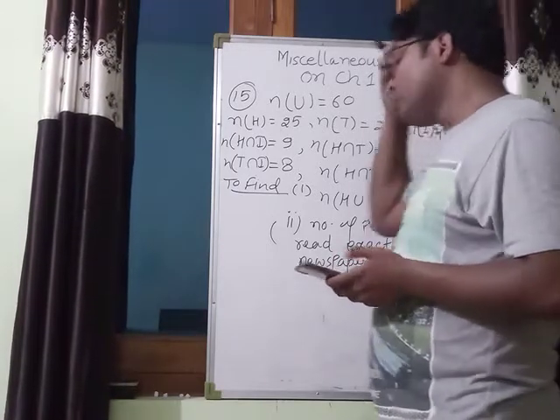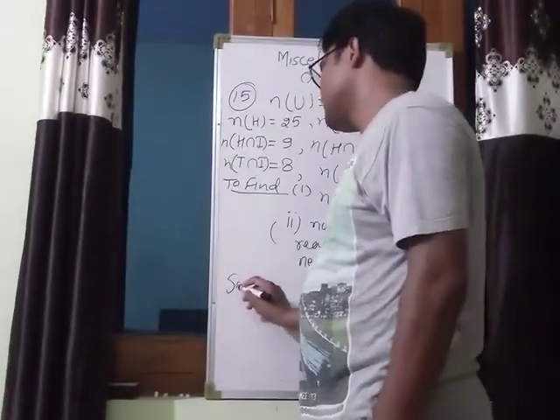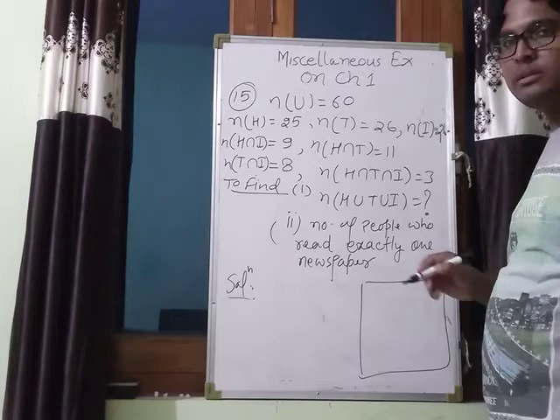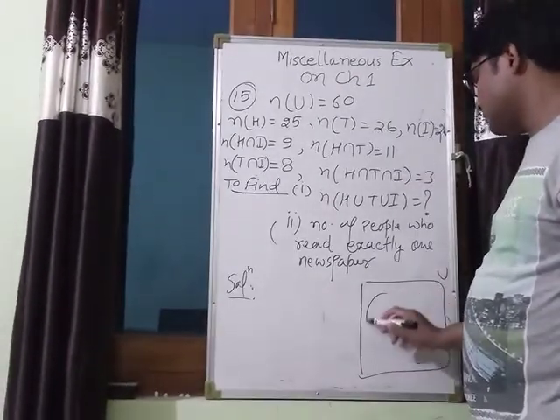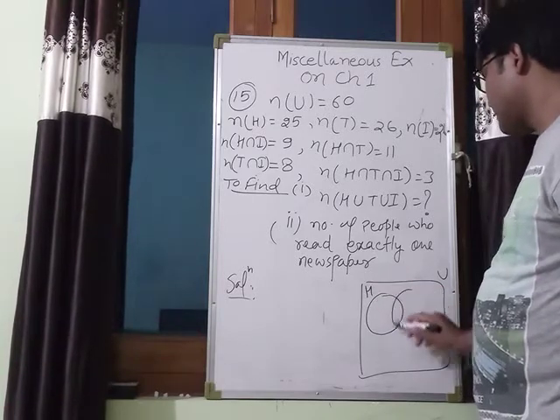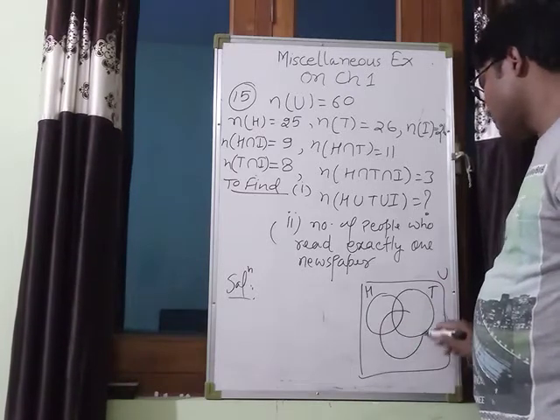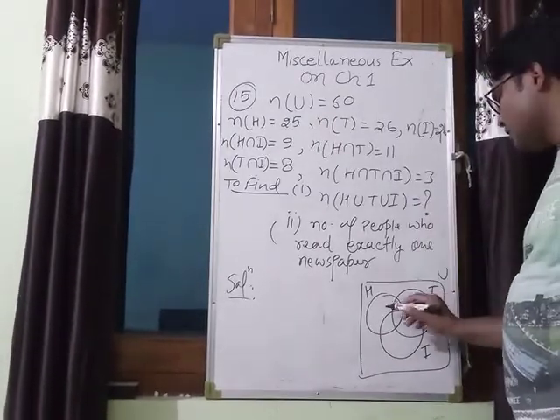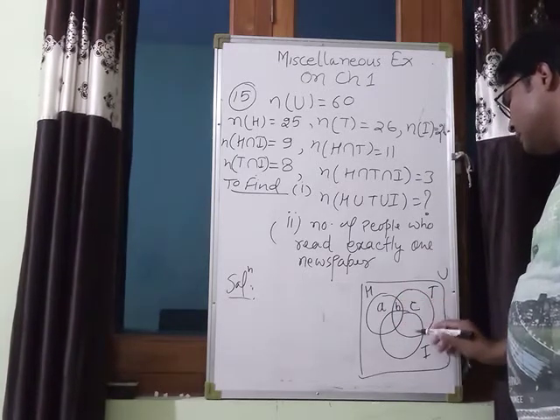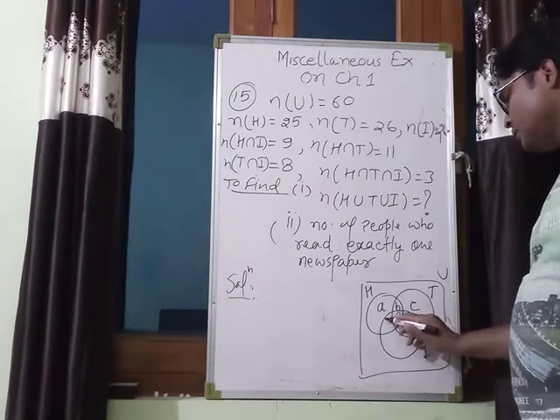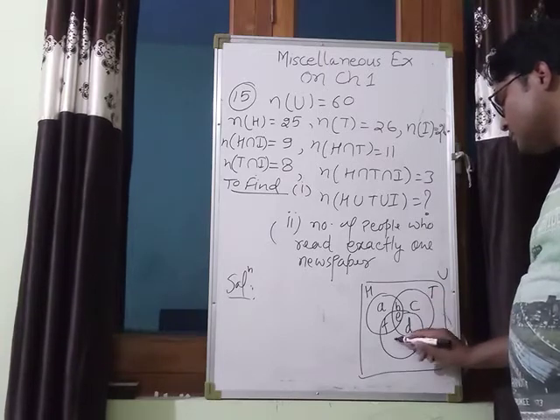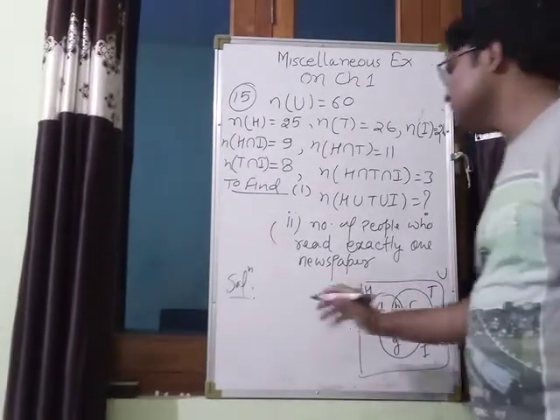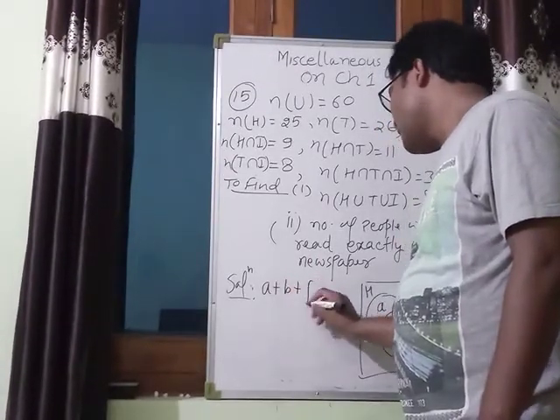So I am going to solve this by using a Venn diagram. Consider this is the universal set, and this is newspaper H, newspaper T, newspaper I. Now each section will be named as A, B, C, D, E, F, G. So the number of people who read newspaper H is A plus B plus F plus E.